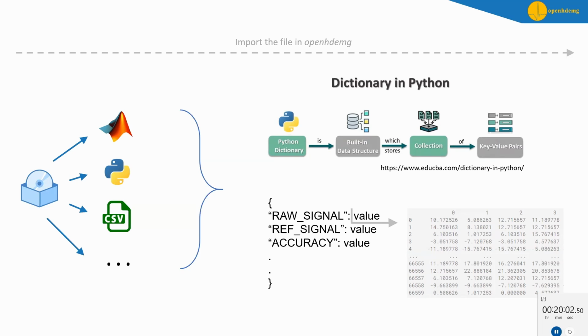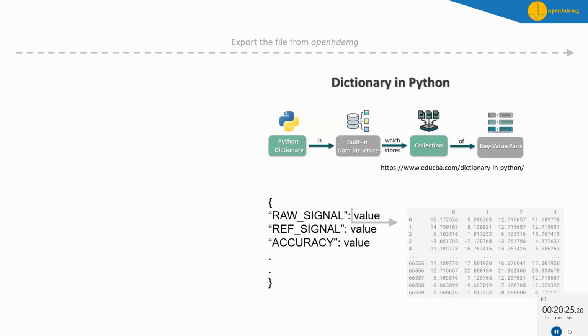Now, I will not go through all the structure. You can find on our website extensive documentation of how this structure is done, and you can use this documentation to build your own function to load files in openhdemg, if you are not happy with all the functions that we already have available to interface with some other data sources.